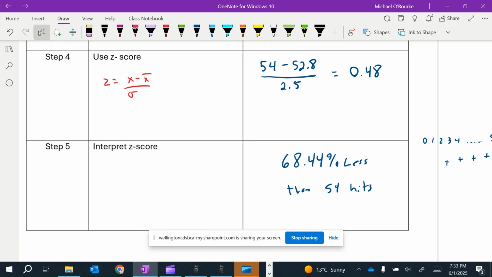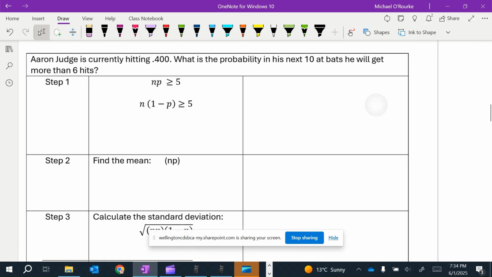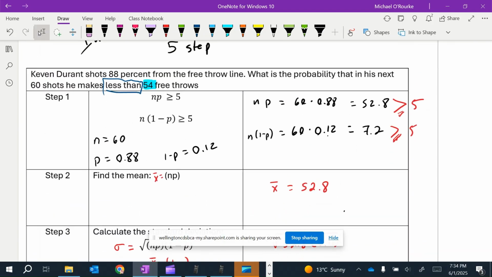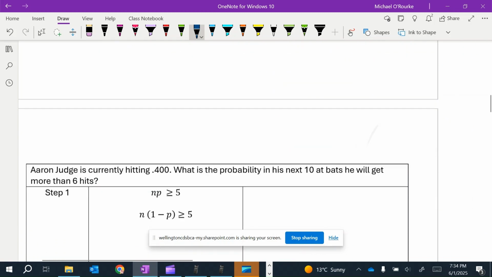Okay, so we're going to do a couple of these questions. The big thing to look at here is that we're looking for a range question, less than. Find your probability and your n values, but figure out what it's asking for: less than, more than, or between.